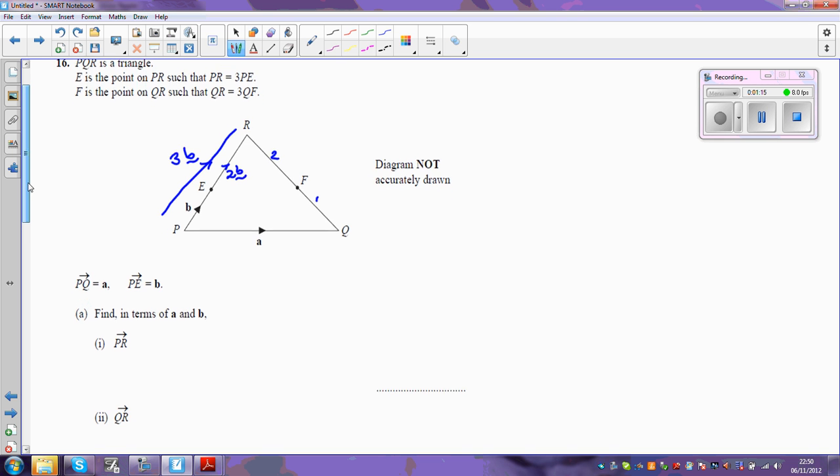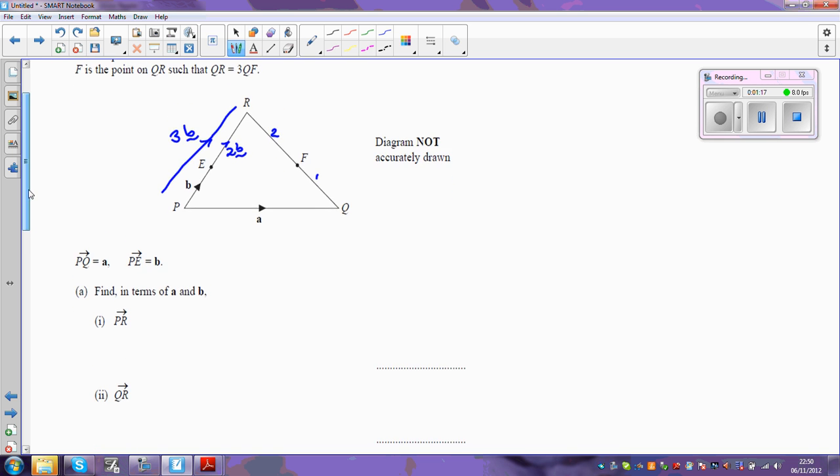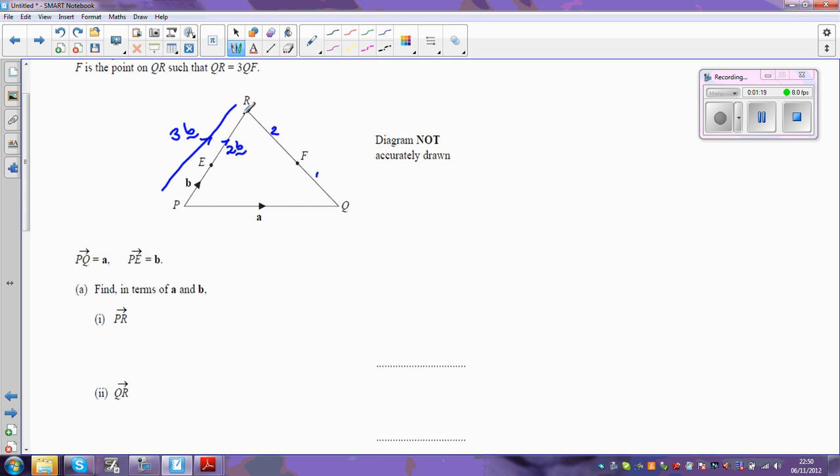Okay? So first thing we need to do is find the vector PR, and I realise I've already done that. P to R, so the vector PR, I like to actually write here what it is that I've found. PR is actually just the vector 3B. Okay? Remember we write these in bold, but when we write them ourselves with a pen, we tend to use a wiggly line underneath.